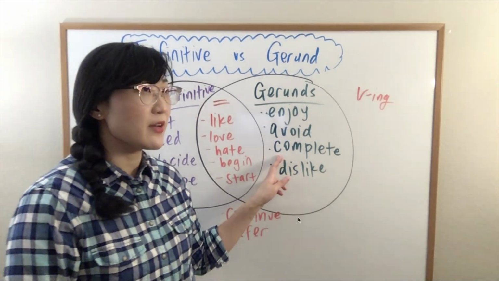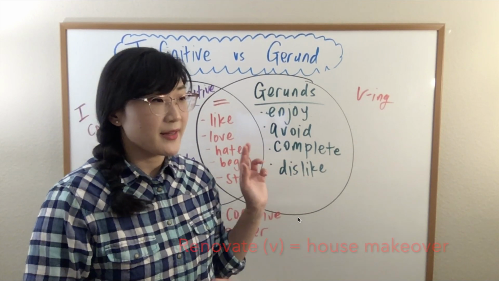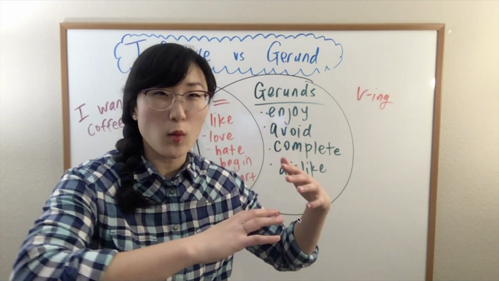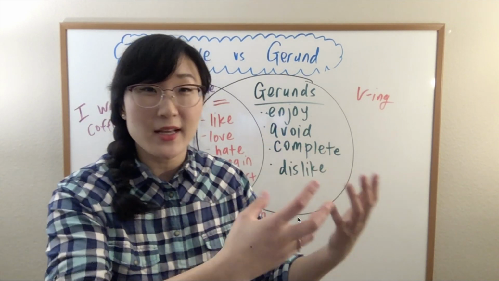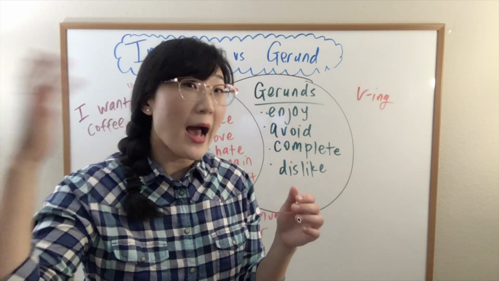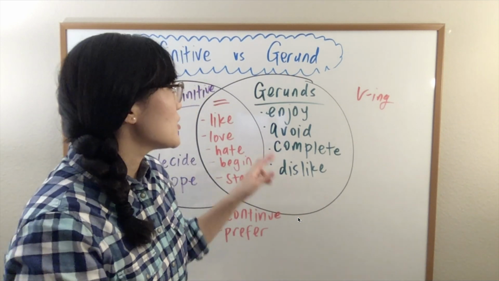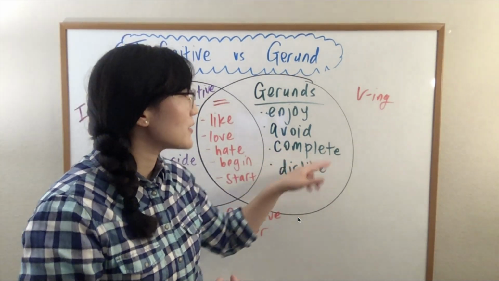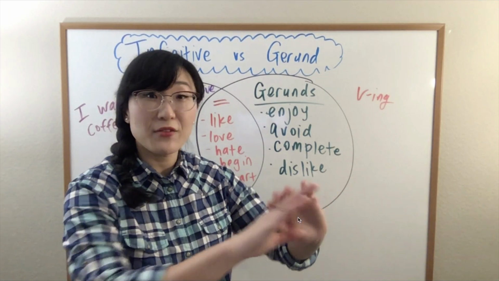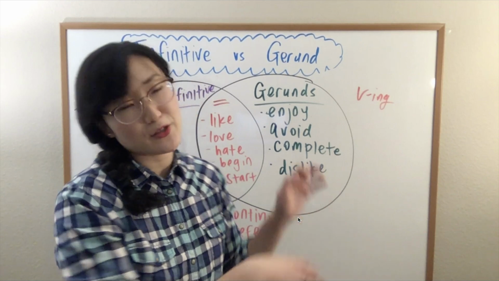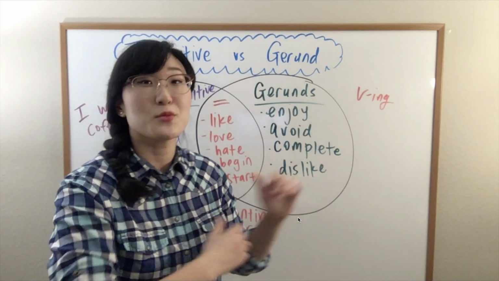Complete. Think of it, for example, like I renovated my house, right? Maybe it was old and I wanted it to look new. So I asked some construction workers to help me renovate my house. So I completed renovating my house. It's finished, right? They finished the construction, everything's good. Now there's new cabinets, new bathrooms, right?